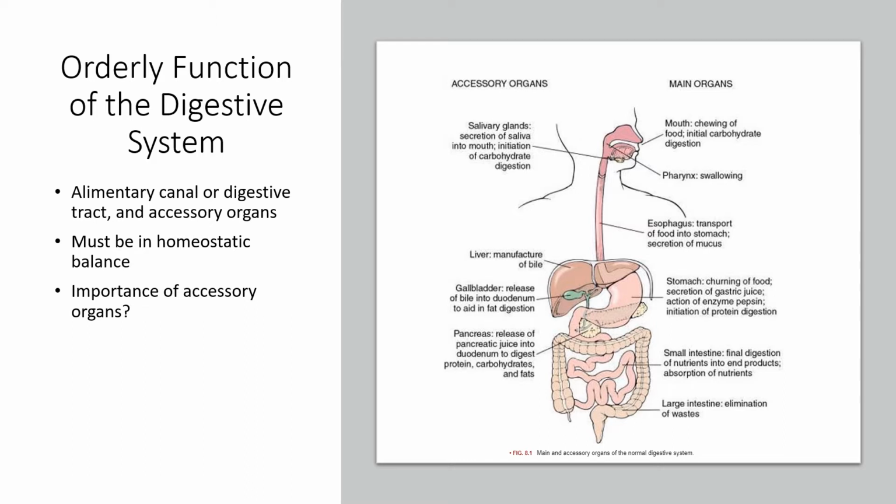The accessory organs, which are located outside of the gastrointestinal tract, or GIT, manufacture and secrete both endocrine as well as exocrine enzymes, which are essential for the breakdown, digestion, and absorption of nutrients. So please take a minute to look at this figure here and understand what the main organs of the digestive system do, as well as the accessory organs, and understand the process of ingestion and digestion.